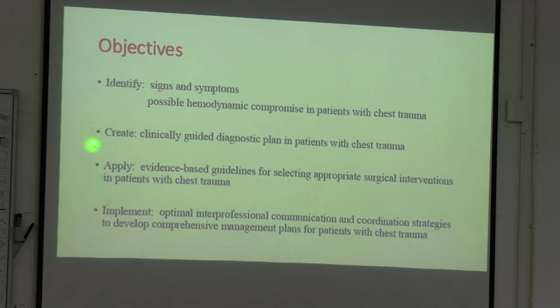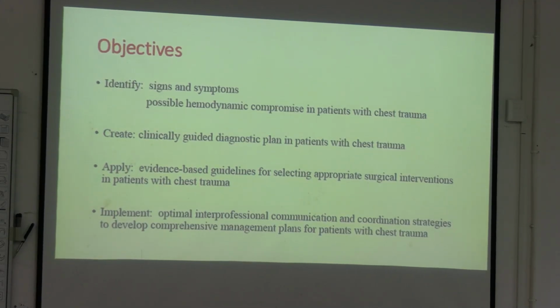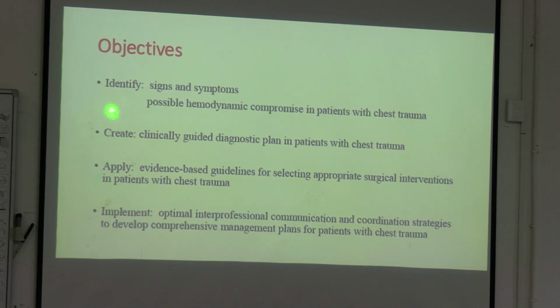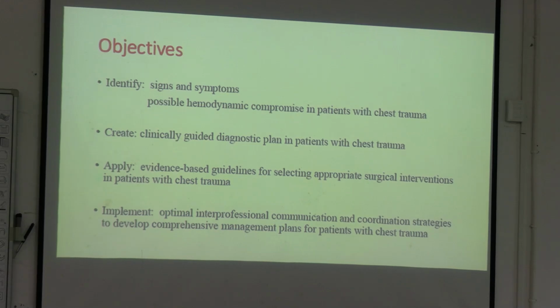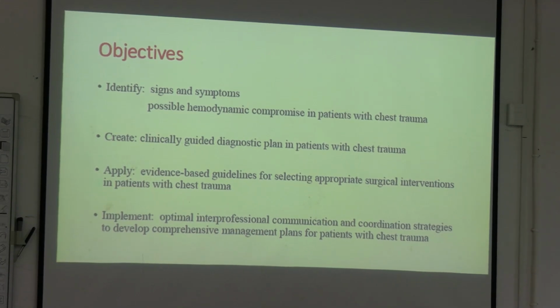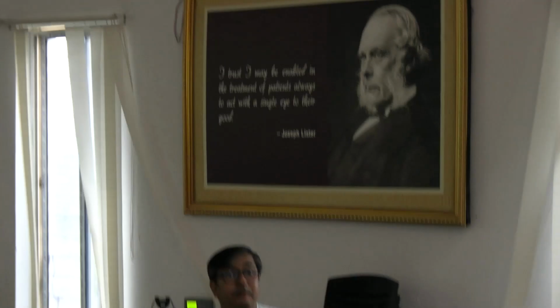So আজকে ক্লাসের অবজেক্টিভ কি? You have to identify the signs, symptoms and possible hemodynamic compromise. কারণ চেস্টে যাই কিছু হোক না কেন আলটিমেটলি কি হতে পারে? ধরো ফ্লুইড জমলো বা এয়ার জমলো, যাকে বলে নিউমোথোরাক্স বা ফ্লুইড জমলো, হেমোথোরাক্স। আলটিমেটলি কোথাও কিছু এক্সট্রা যদি জমে, it will lead to hemodynamic compromise and airway compromise.